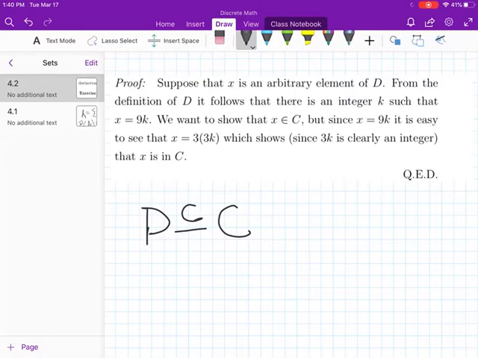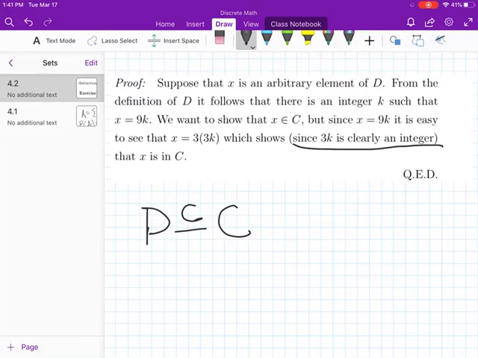Since X is equal to 9 times K, it's easy to see that X is equal to 3 times 3K, which shows that X is in C. As they say, 3K is clearly an integer, because 3 was an integer, and we know K is an integer by what we did initially in our definition of D. So there we go. It's pretty straightforward.